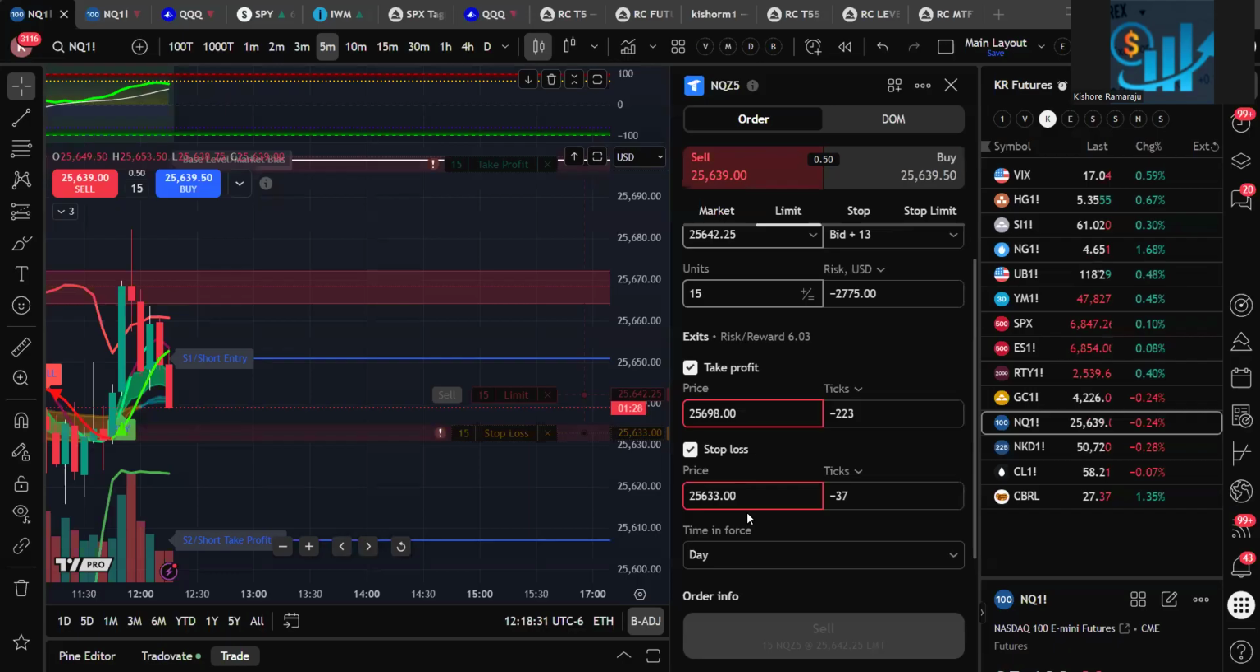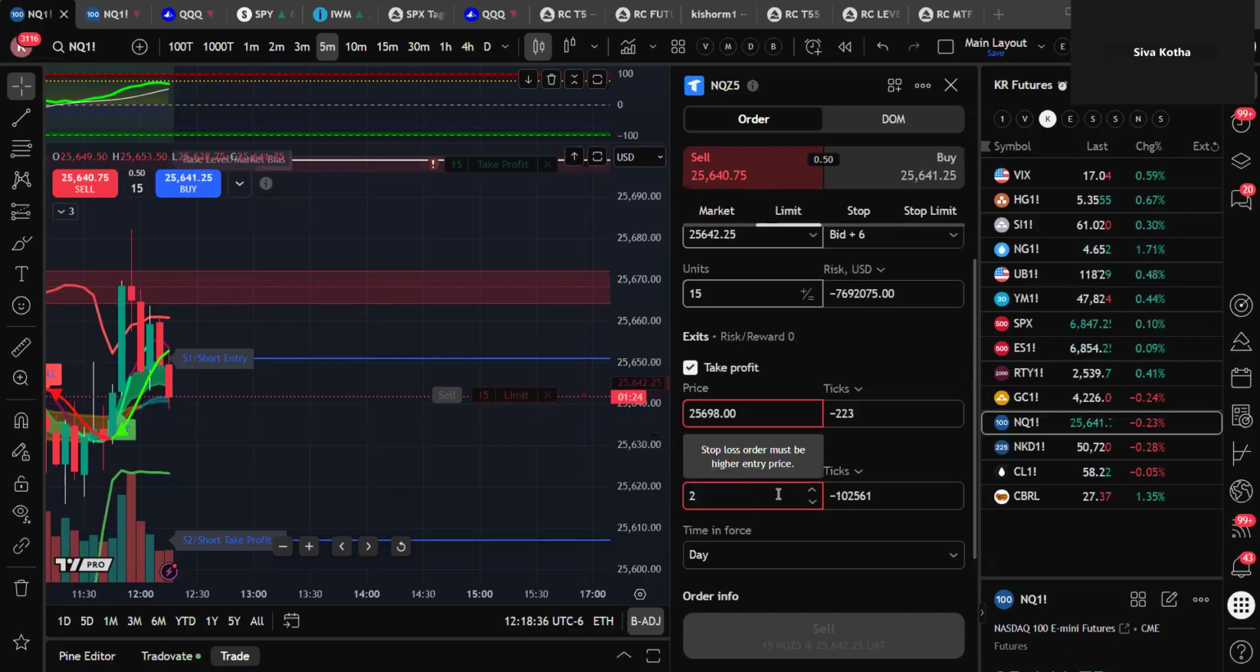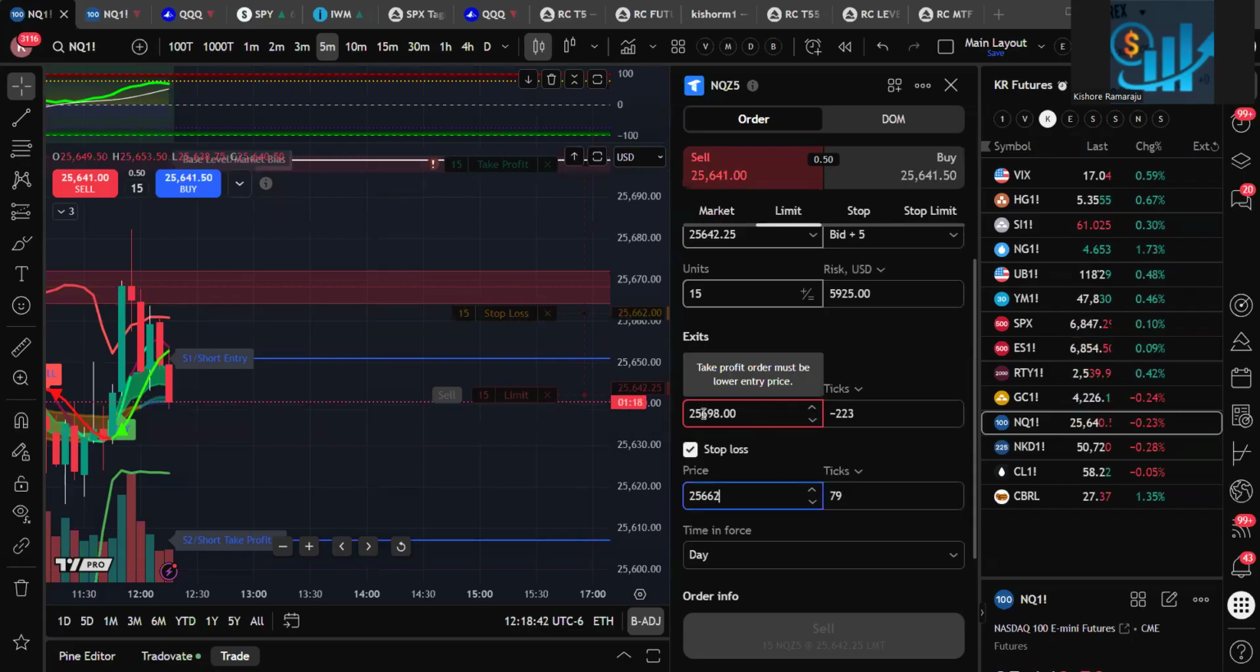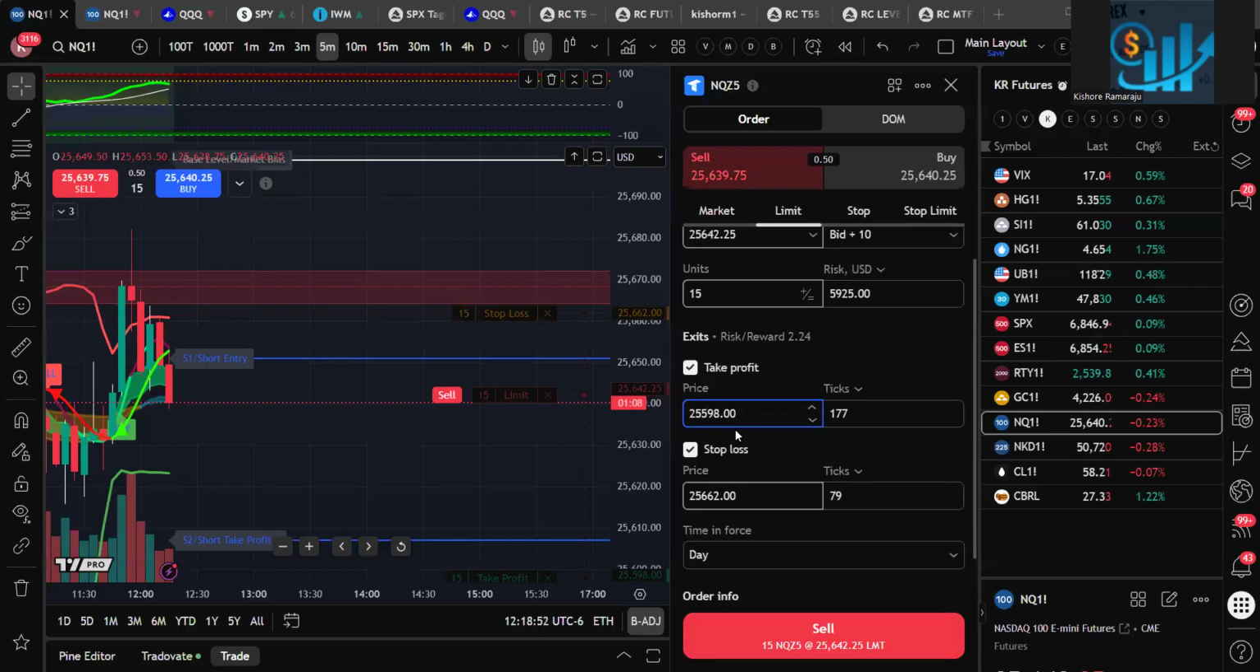You can go 642. So you can do something like 25,665 or 662, and then put 642. So you can say 598. You put some 50, 60 ticks at the bottom.